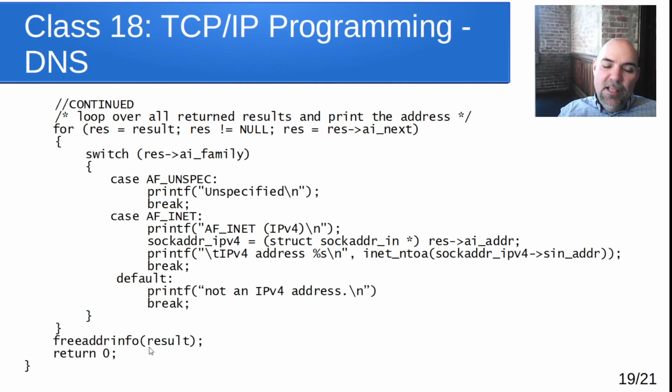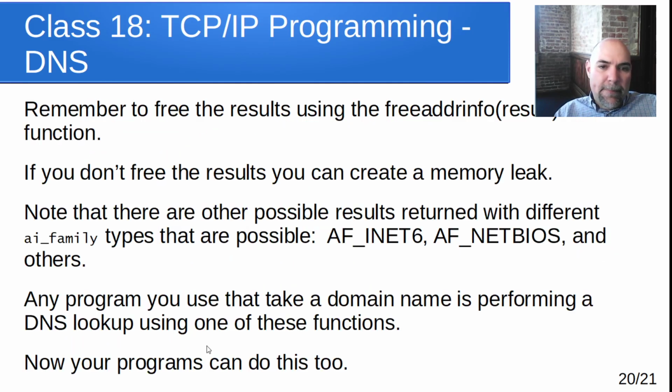If you don't do that, you could have a memory leak in your program where it allocates memory to store the results. If you just ignore it and let it go away, you now have that memory blocked or locked up by your process until your process dies. So always, if you call that function, make sure to free the results afterwards. Same as with a linked list. Okay, so remember to free the results using that. If you don't, you can create a memory leak.